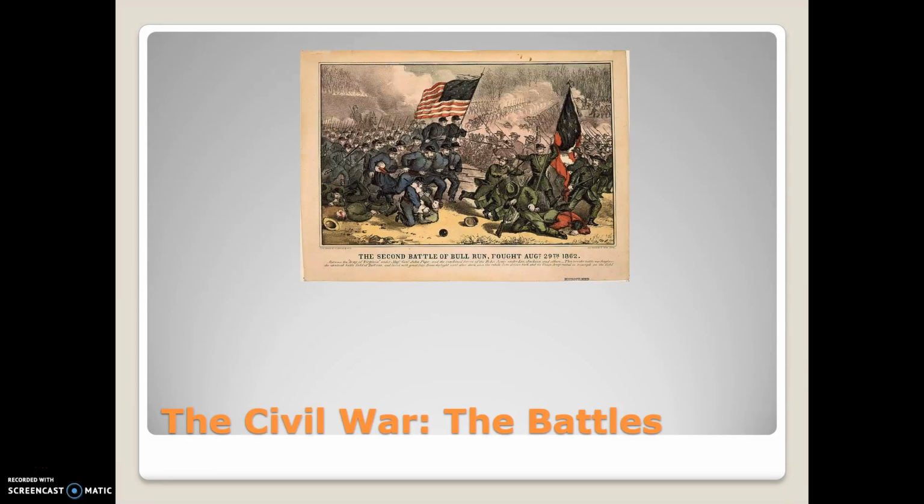So that's just a little lithograph. This is actually the second Battle of Bull Run, but I just kind of want you to get an idea of what it looked like.